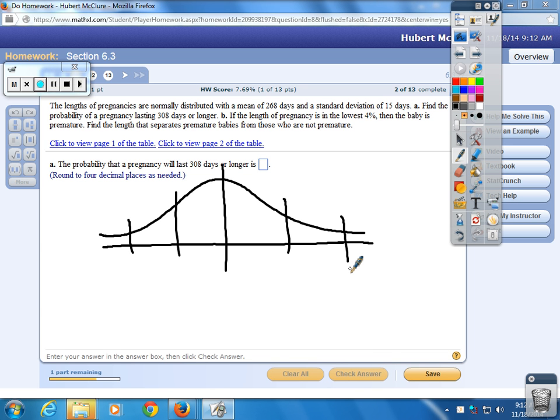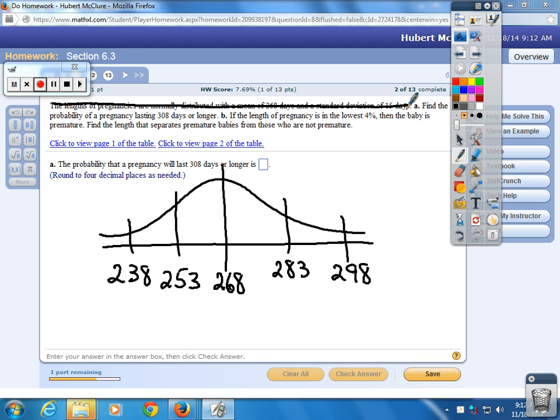All right, 268. And 268 plus 15 on both sides. What's the plus side? 283, 298. And left side? Okay, so that takes care of all of that.